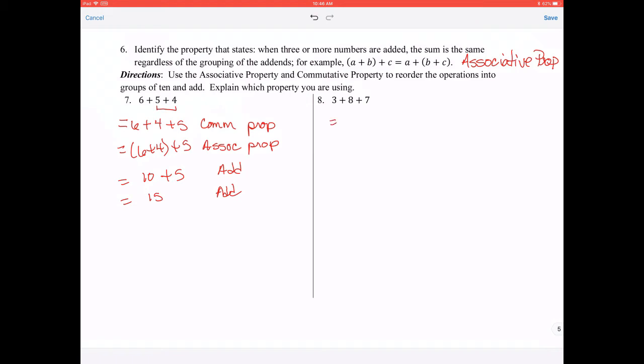Okay, for number 8, I'm going to reverse 8 and 3. So that's 8 plus 3 plus 7, and that's the commutative property. And I'm going to group 3 plus 7, and that's the associative property. And so that's 8 plus the parentheses, which is 10, and then I have 18.